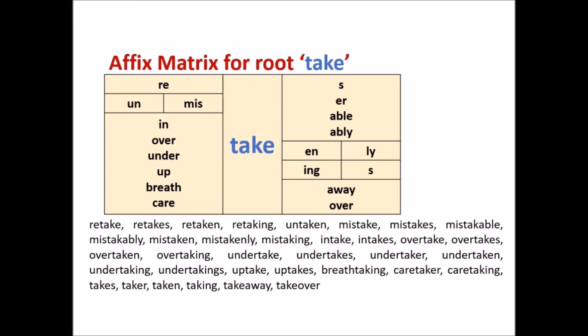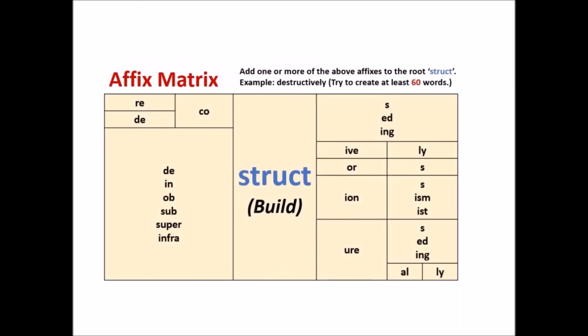Let's see another matrix. This matrix is for the word struct, meaning build. You can make or form more words. Let's see. Construct, reconstruct, destruct, instruct, abstract, subtract, infrastructure. You can make more words like that. Here you can see, you can form 60 words by adding affixes and prefixes to the root word struct.